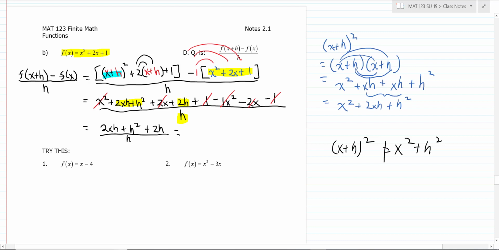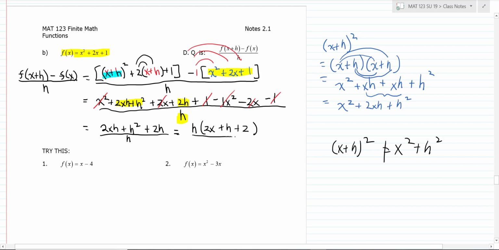And then what you want to do is factor an h out. You have two ways you can do this. I'm going to show you both ways. So you have an h that comes out. So you take an h out and draw a parenthesis. So h has to be multiplied by 2x to get 2xh. h has to be multiplied by h to get h squared. And then h has to be multiplied by 2 to get this.